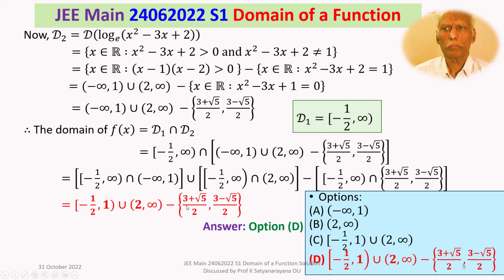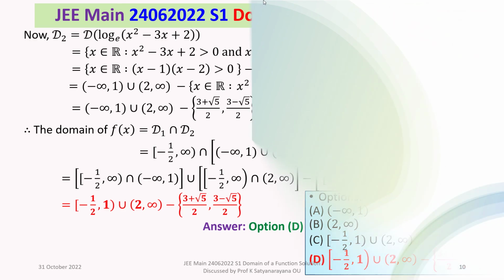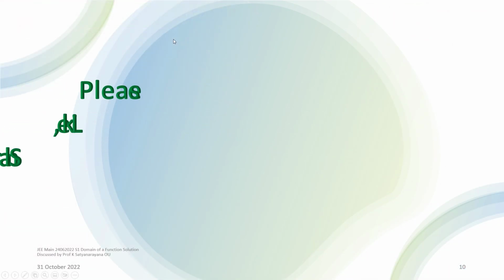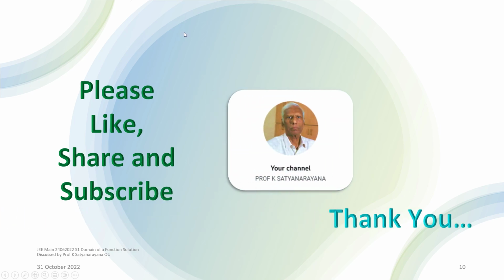Therefore, these 2 points are excluded here. Therefore, A, B, C are not the answers, and these 2 points are not included here. Therefore, option D is the correct option. That's how students will eliminate. This is the method of elimination for getting the correct option. So that is the discussion of the solution of this problem based on the domain of a given function. And I am sure that you have understood the solution of this problem. And I wish you all the best. Thank you.